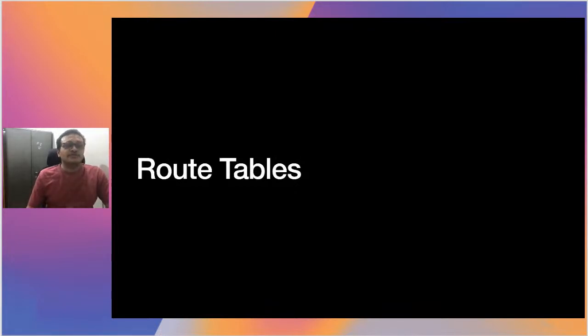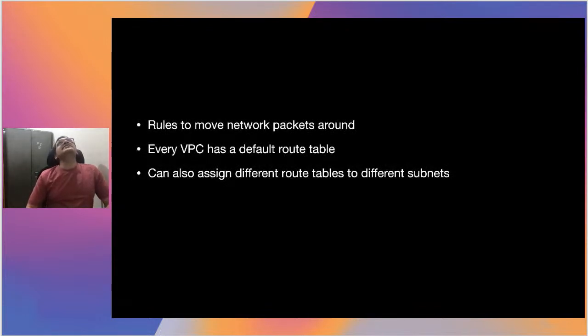Moving on. So what do route tables do? A route table is basically a bunch of rules, right? It is to take a network packet that it sees and move it around on the network. Can it go somewhere? Can it not go somewhere? That is basically what a route table decides.